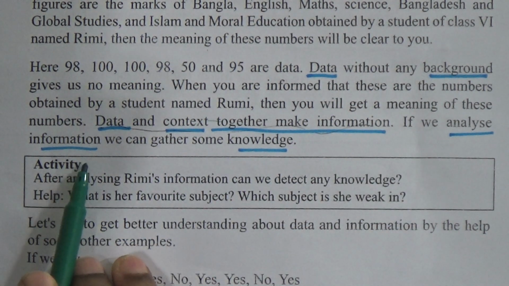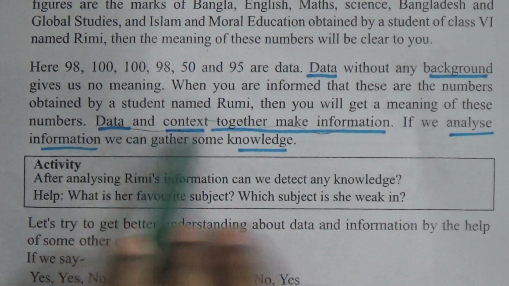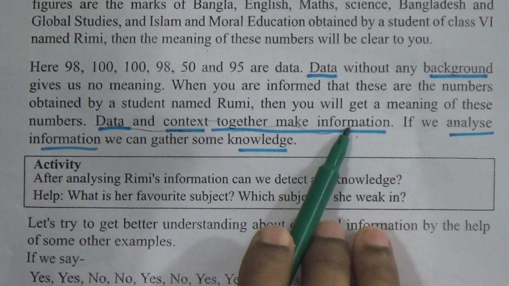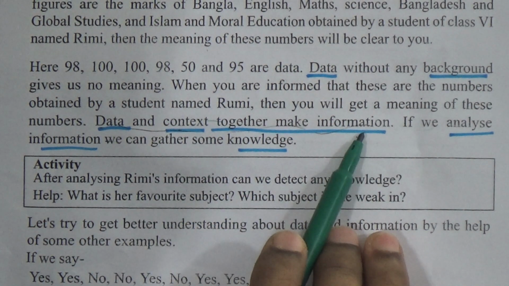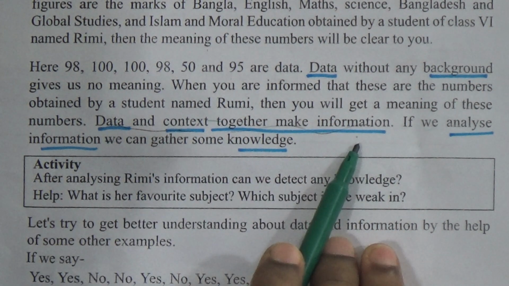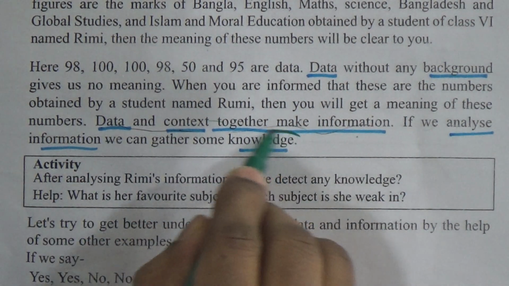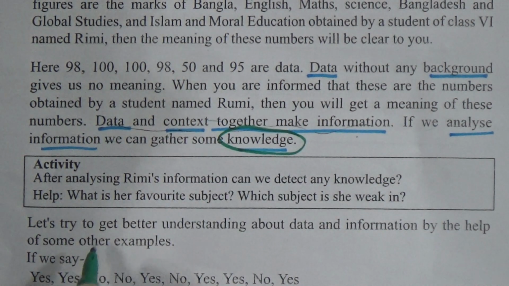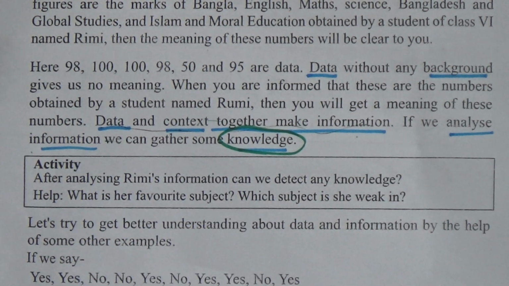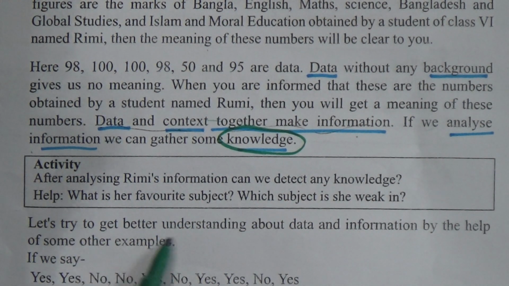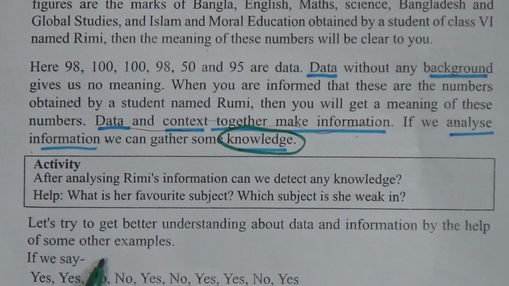If we analyze information, we can gather some knowledge. So data and context together make information. Data and background together make information. Data and event together make information. Very important for MCQ. After analyzing information, what do we find? Knowledge. Okay? So let's try to get a better understanding of data and information with the help of some other examples.